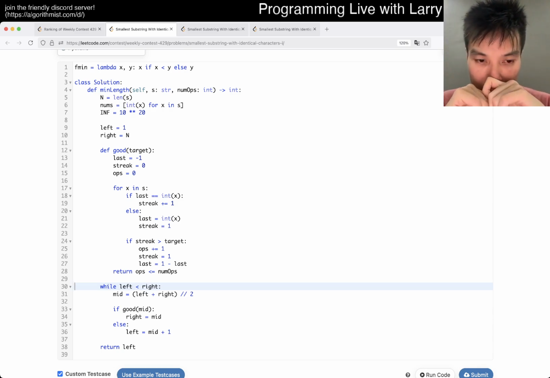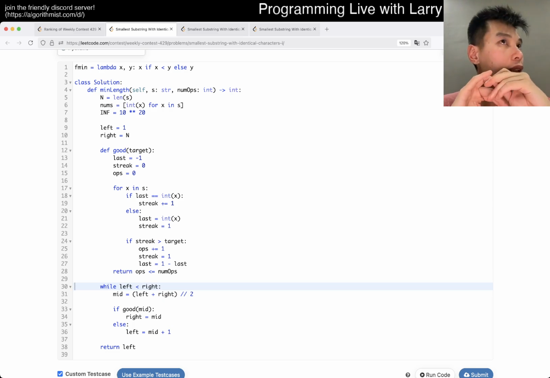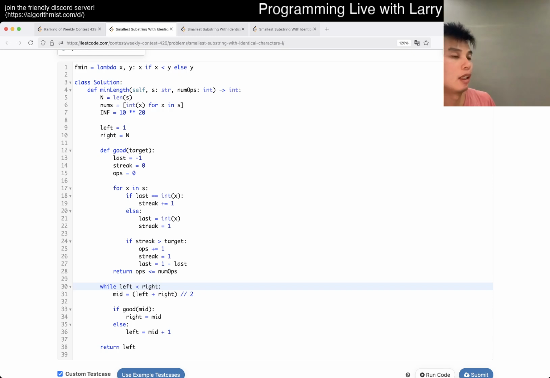And then the idea here is that if it's greater than target, okay, so if it's 2, so can I greedily, okay, so if I change it now, what does that mean? I'm gonna go get water.